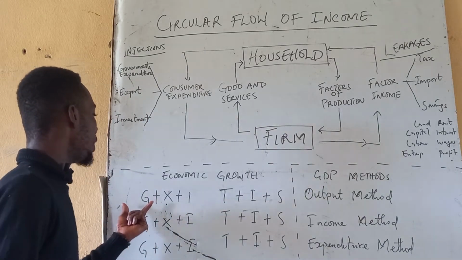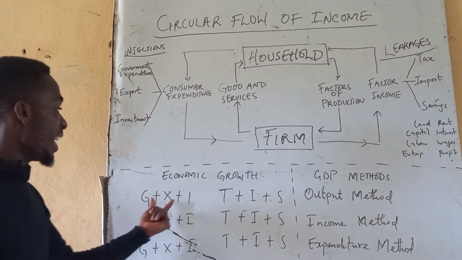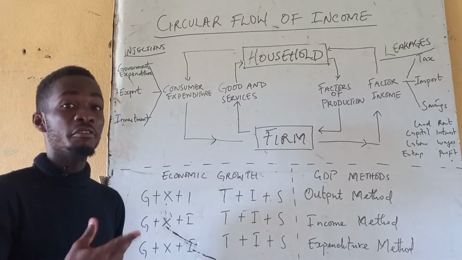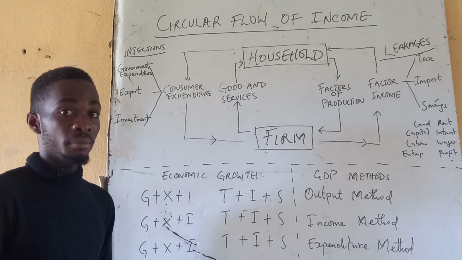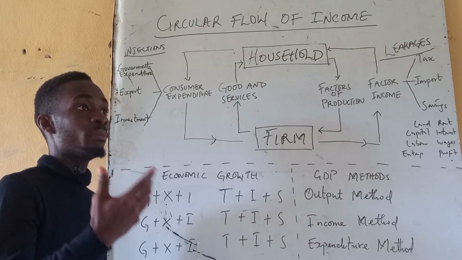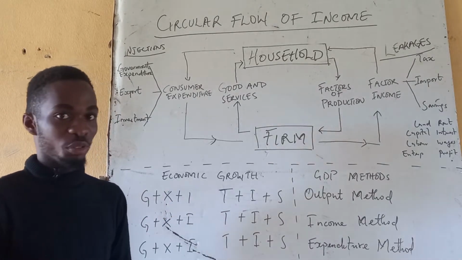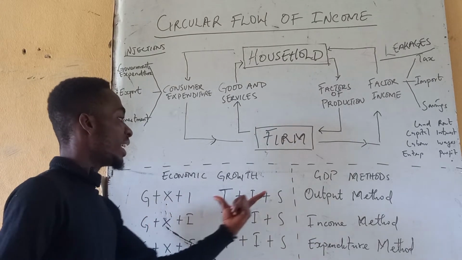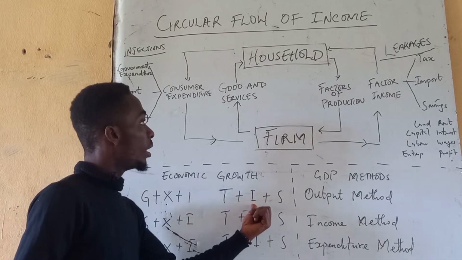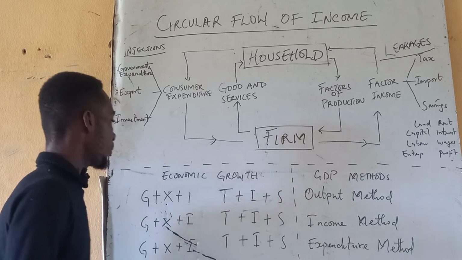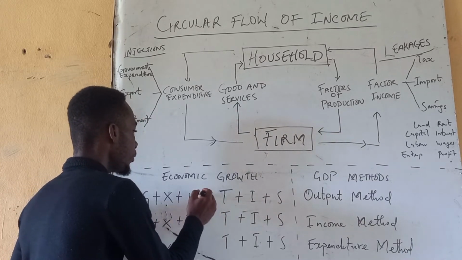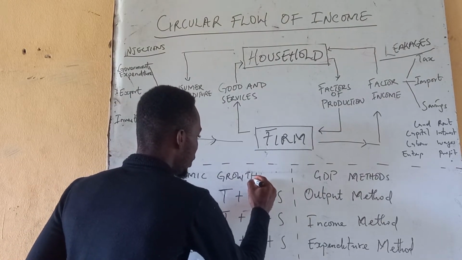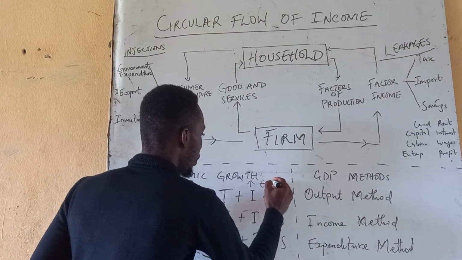Now, we have the G denoting government expenditure, the X denoting export, and the I denoting investment. These investments are investments in capital goods by the citizens or the people in the country, okay? So, when the injection is greater than the withdrawal, which is taxation, import, and savings, we are going to be having increased economic growth.